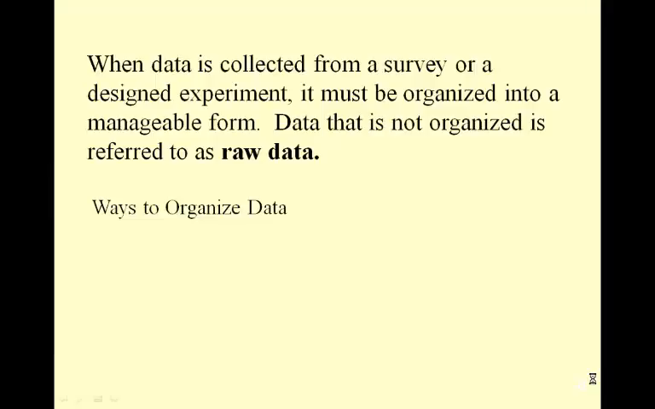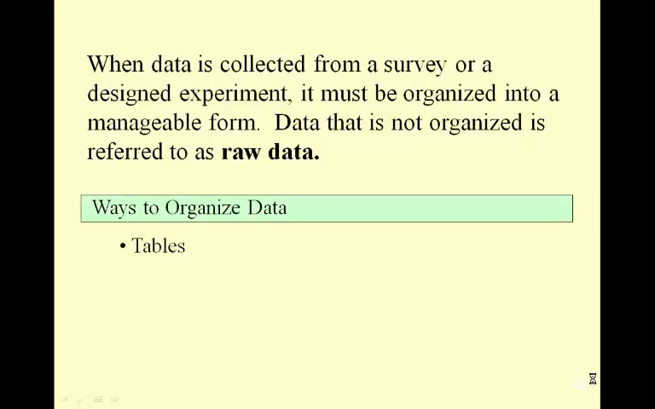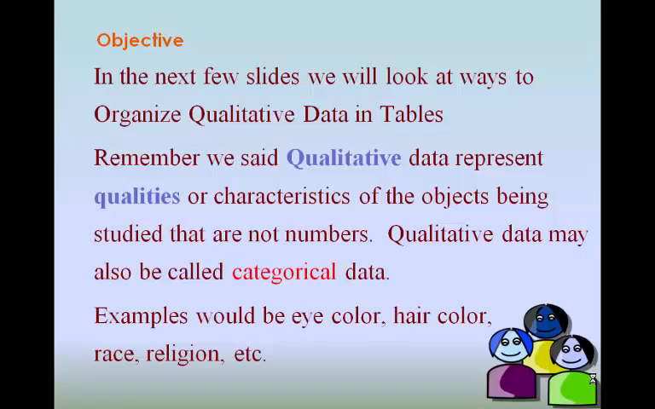When data is collected from a survey or a designed experiment, it must be organized into manageable form. Data that is not organized is called raw data. So let's look at some ways to organize the data. We can use tables, graphs, or numerical summaries. In the next few slides, we will look at ways to organize qualitative data into tables.